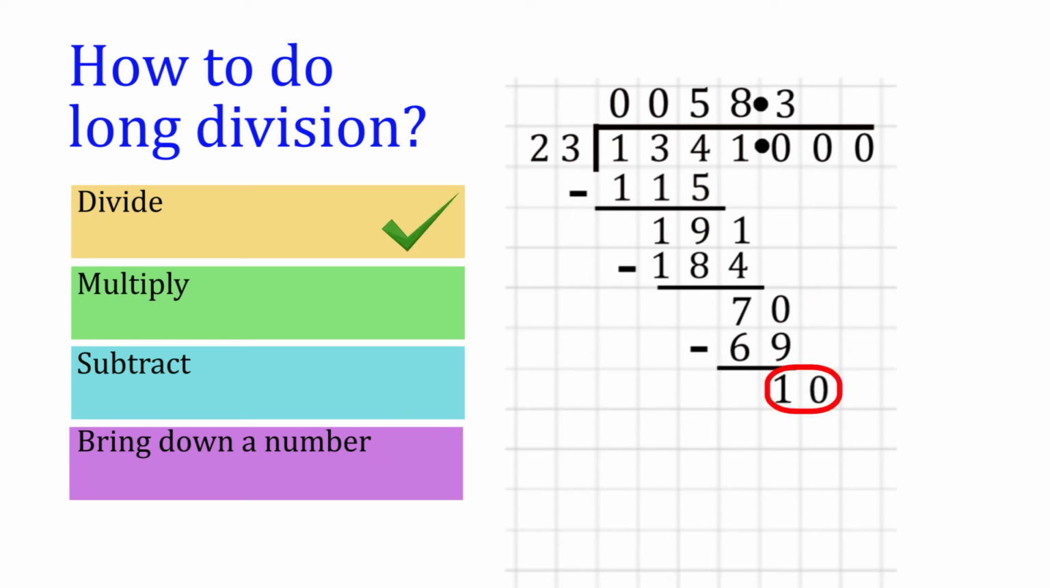We bring down the next digit, 0. We divide 10 by 23, which equals 0. We write this above. We multiply this 0 by 23, which equals 0. We write this below. We draw a line. We subtract 0 from 10, which equals 10. We write this below. We bring down the next digit 0. We divide 100 by 23, which equals 4. We write this above. Now that we have 3 digits after the decimal point, we can round to 2 decimal places.